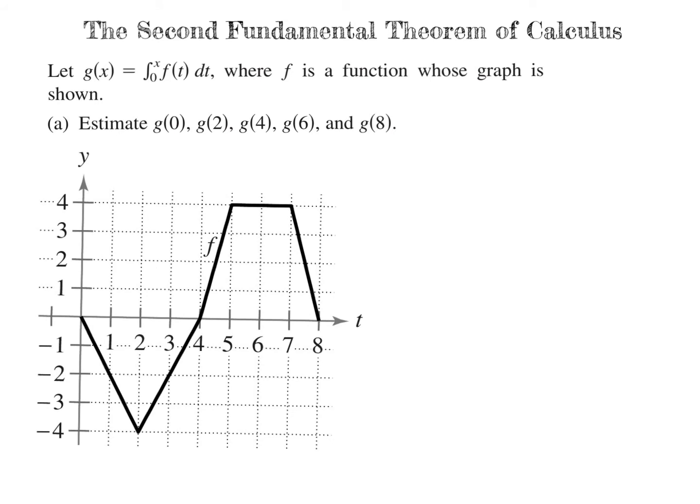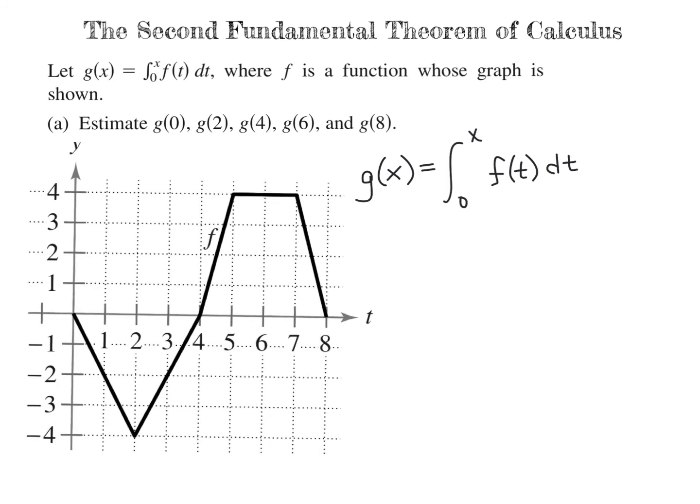And what I'll do is rewrite what g of x equals so we can see it a little bit more clearly. We are defined that g of x is a different function, but it involves f. So g of x equals the definite integral from 0 to x of our graphed function f of t dt. So basically, whatever we're evaluating g at, we can simply plug into our definite integral.